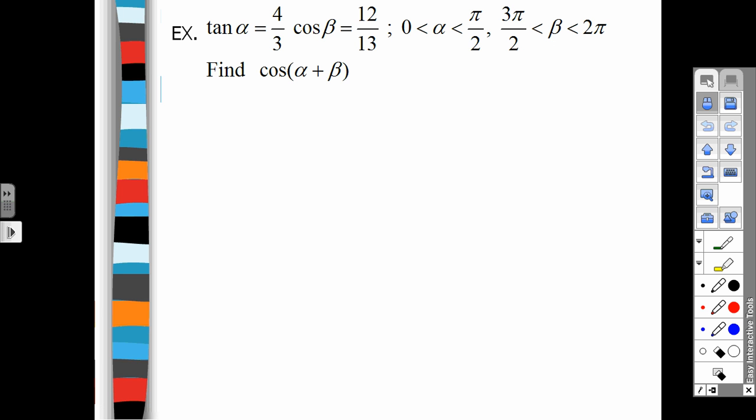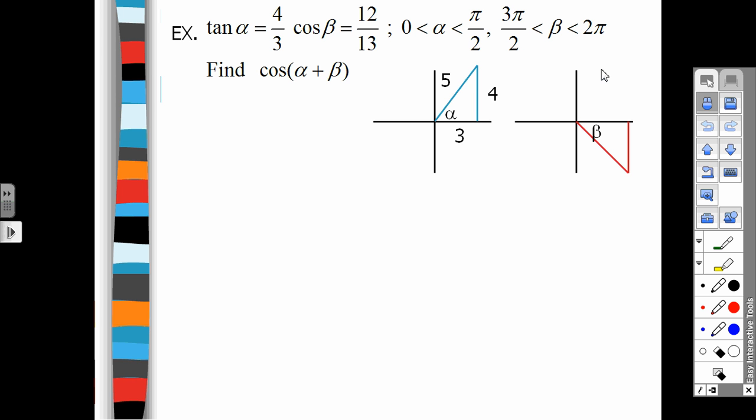So the very first thing that we're going to do is draw our triangle in the first quadrant for alpha and plug in the appropriate values with opposite over adjacent, and then use our 3, 4, 5 triangle, so we now know that the hypotenuse is 5. We're going to do the same thing for beta, and if beta is between 3 pi over 2 and 2 pi, that's going to put us down there in the fourth quadrant.